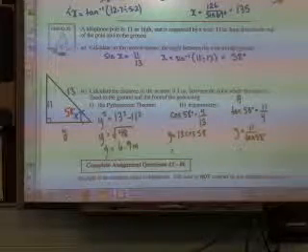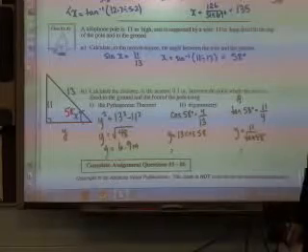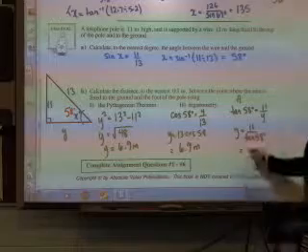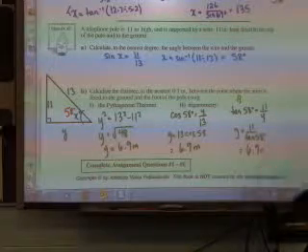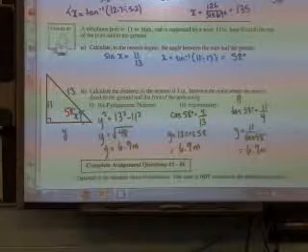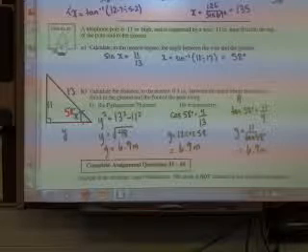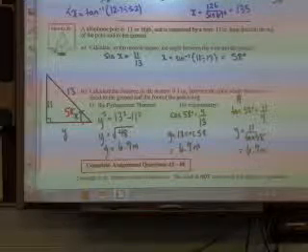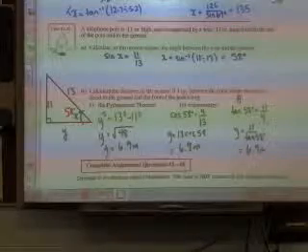What'd you get, Delana? 6.9 meters. Which I should get, right? Yeah. Okay. So we're going to push through, we're going to finish this up because the next 2 examples are not much different.